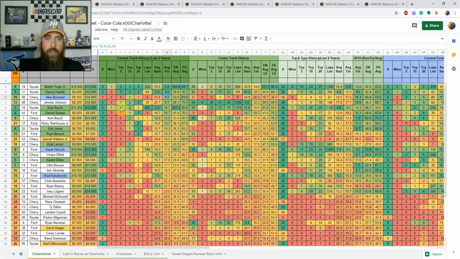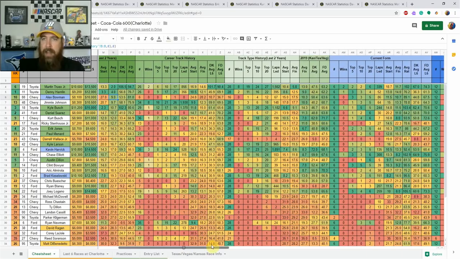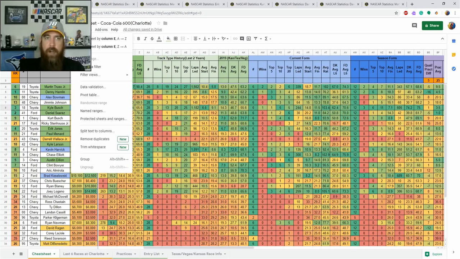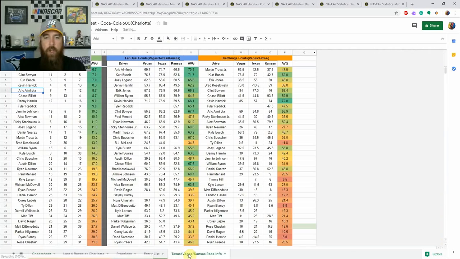Kyle Busch is the only other driver with two top fives in those three races. So Joe Gibbs Racing is definitely at the top of my list this week. If you want to look at average finish here, we'll just jump over to this tab here. I'm going to sort this by DraftKings pricing. We'll just jump over here to this tab real quick.